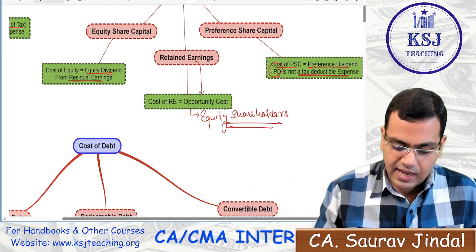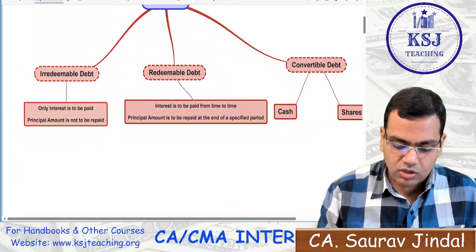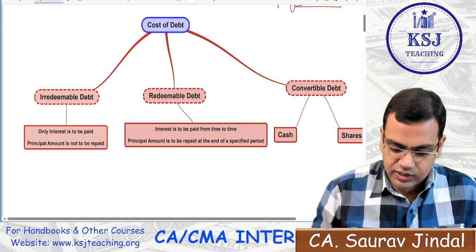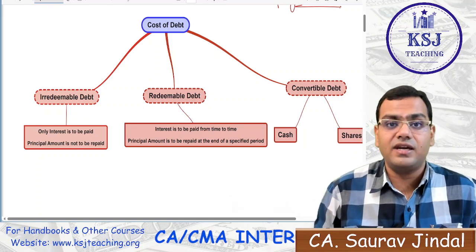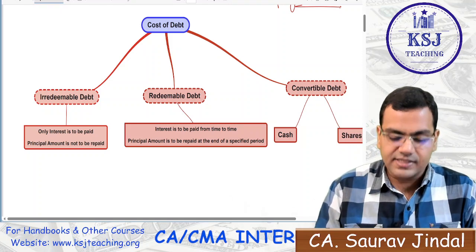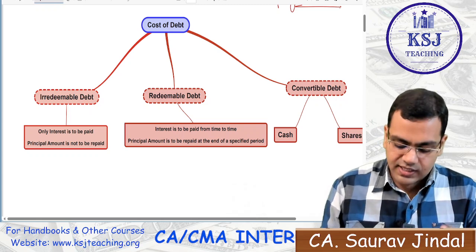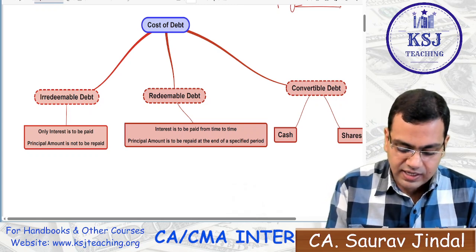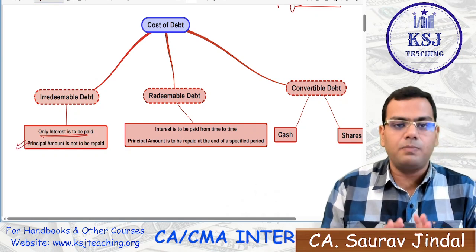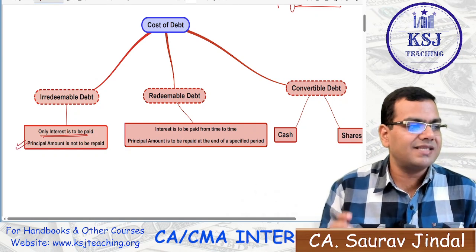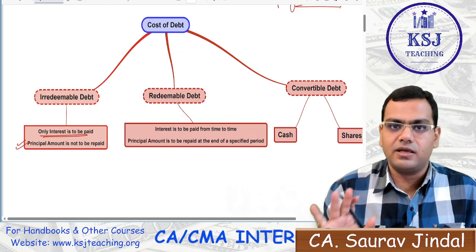Right, sir. Now moving on to the individual costs. Now we'll move on to the individual cost, that is the cost of debt. So cost of debt, we have divided it into three parts. One is the irredeemable debt. What is irredeemable debt? Where only the interest is to be paid, the principal amount is not to be repaid. That is known as irredeemable debt.